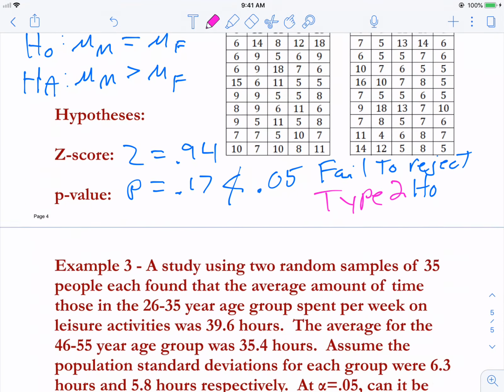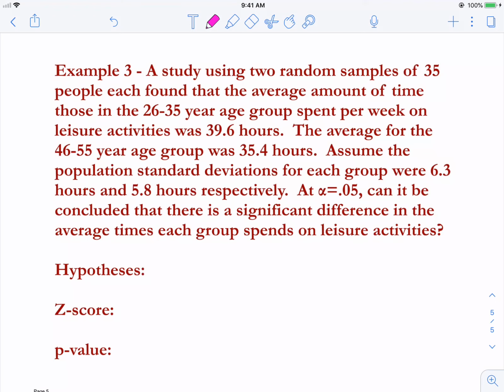So what I'd like you to try right now is this third problem. You do not have to worry about raw data on here, but read through this example and perform a difference of two means z-test.